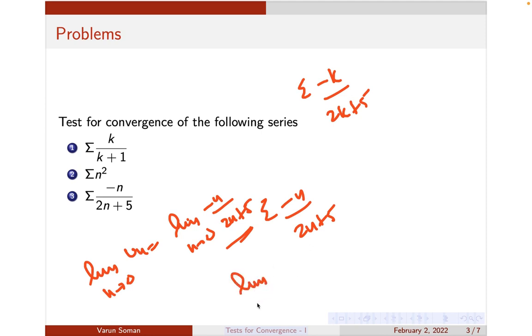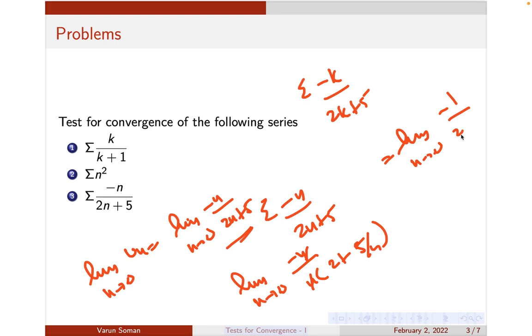So it is actually the limit as n tends to infinity of minus n by n into 2 plus 5 by n. Okay, so your n gets cancelled out. So it is actually the limit as n tends to infinity of minus 1 by 2 plus 5 by n. The value is simply minus 1 by 2, which is not 0. Therefore, this series is also divergent.